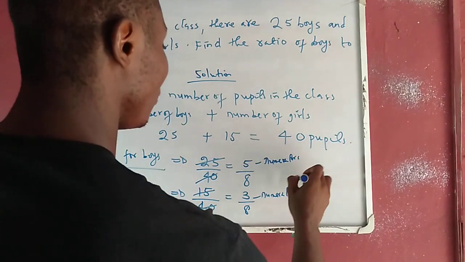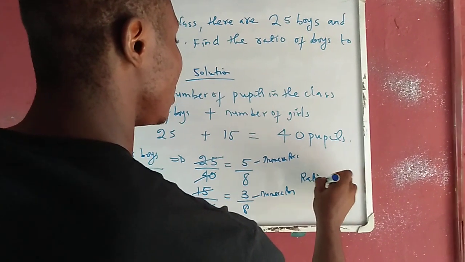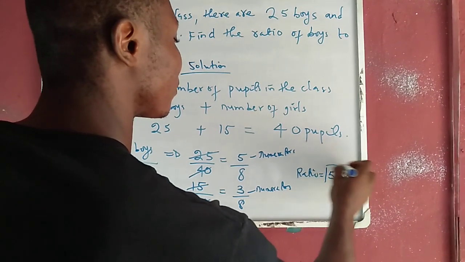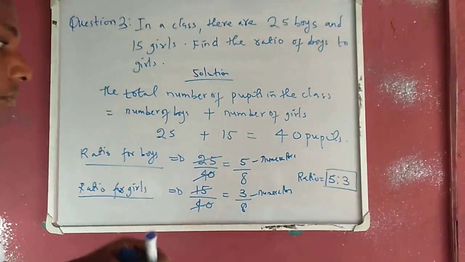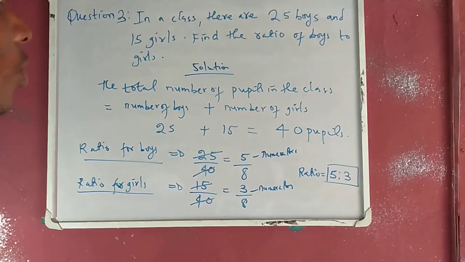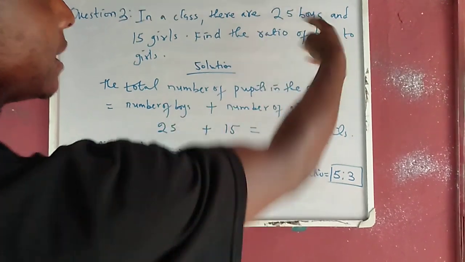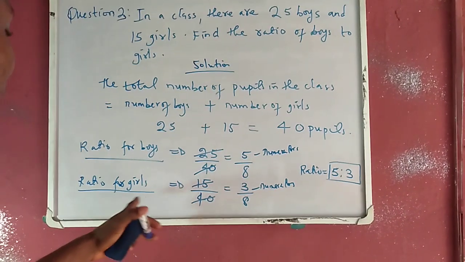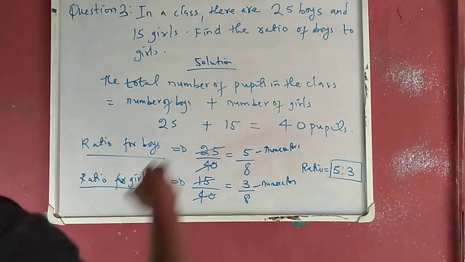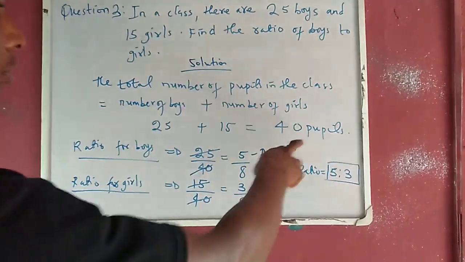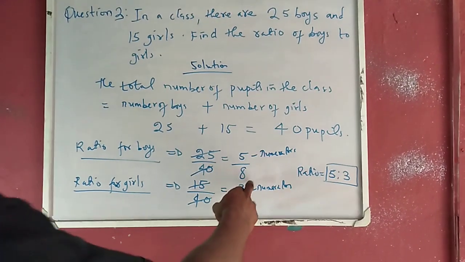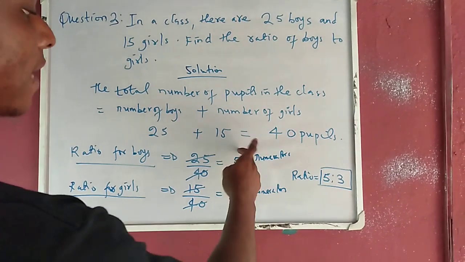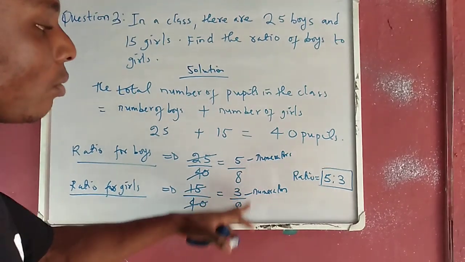So the ratio is equal to 5 is to 3. Note, for the ratio for boys, we took the number of boys in the class and divided it by the total number of pupils in the class, and it gave us 5 over 8. And for the ratio for girls, we took the number of girls in the class and divided by the total number of students. It gave us 3 over 8. So the ratio there is 5 is to 3. So the denominators are the same.